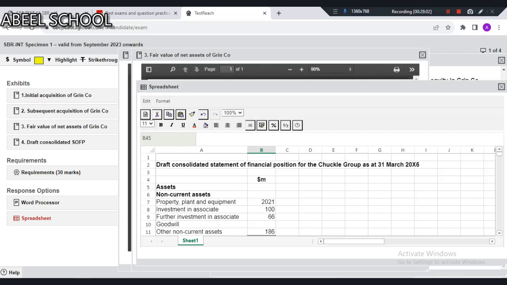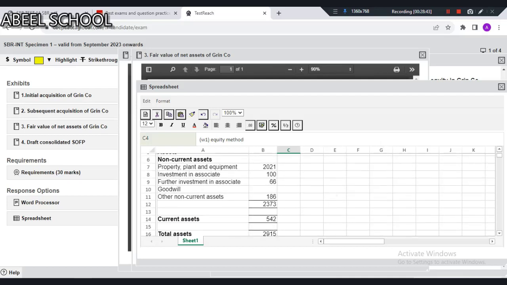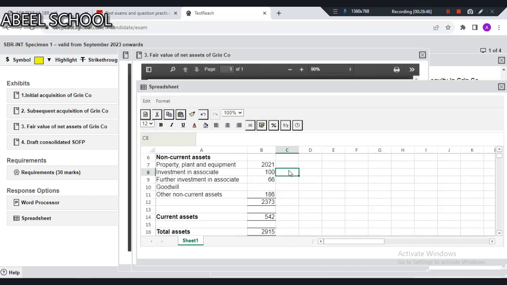The number one adjustment, the number one working, which we did, was the equity method. And by using that equity method, we increase the carrying amount of the investment by 18.6 and the retained earning increases by 18.6. It means, let me use the equity method, working one. So due to equity method, what happened? Investment in associate will be increased by 18.6.